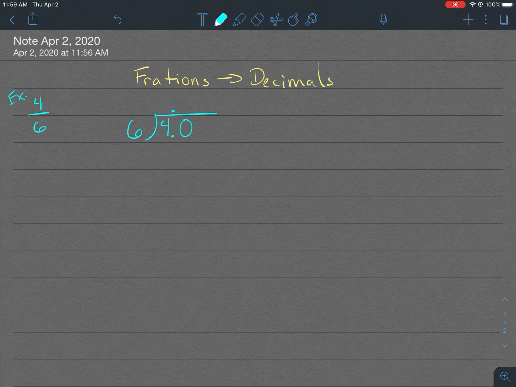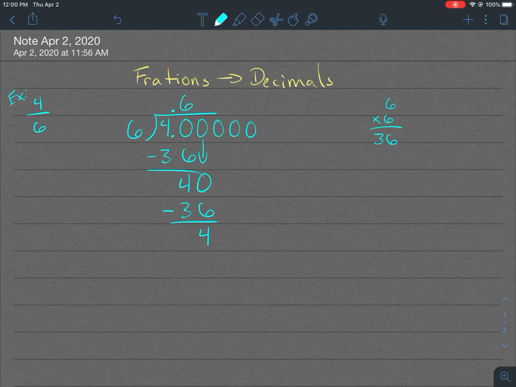So how many times does 6 go into 40? Answer is 6 times. Because 6 times 6 is 36. And that's as close as I can get to 40. So you're going to subtract 36 from it. And you're going to get a 4. And these zeros just keep on going. Bring down this 0. How many times does 6 go into 40? Well, 6 times again, so 36. And you get a 4 again.